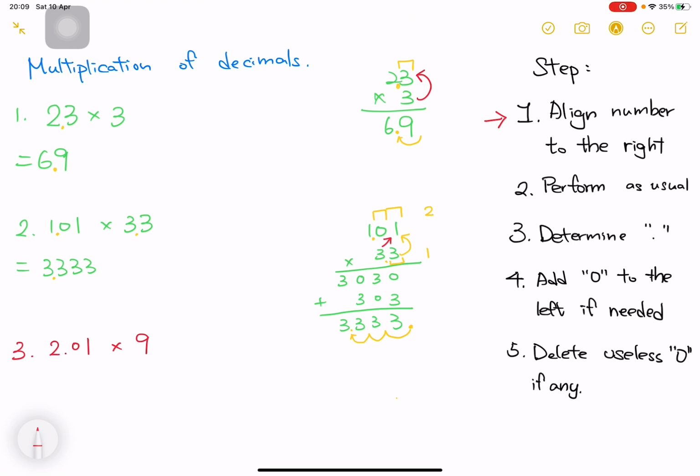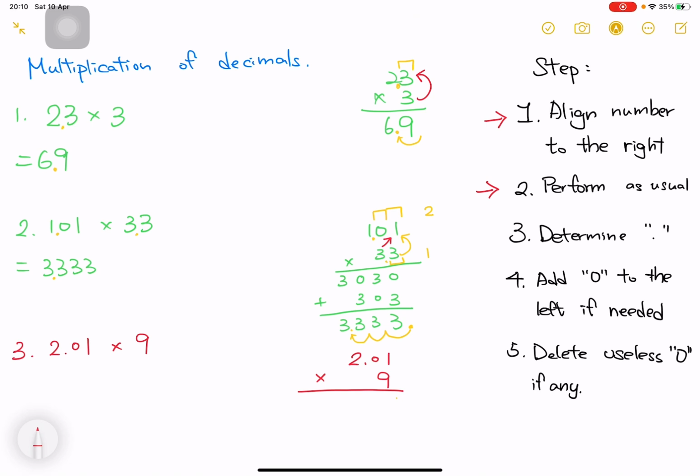Just treat it as a whole number, like you did before. There's a 2.01, and no matter the 9 is in the unit place, I still keep it to the right because that's the multiplication. All right, and I keep the times here. And the second part, I perform my calculation as usual.